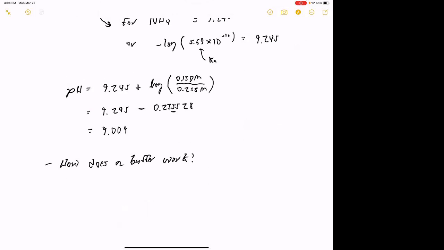All right. Now, remember, if I make a buffer, we have to remember what the components of the buffer are. It has two primary components. You got a weak acid, and you're going to have a weak base. All right. Now, the other thing it's important to remember is that you have to have a large excess of both relative to whatever you're going to add to the buffer that might change its pH.